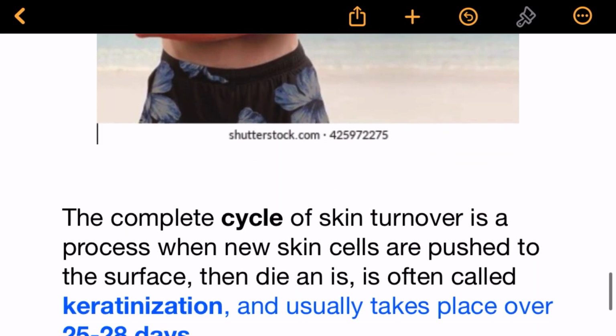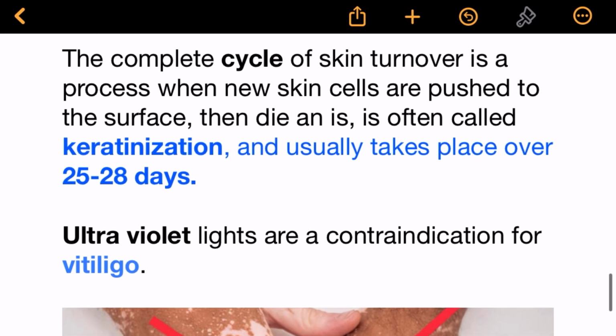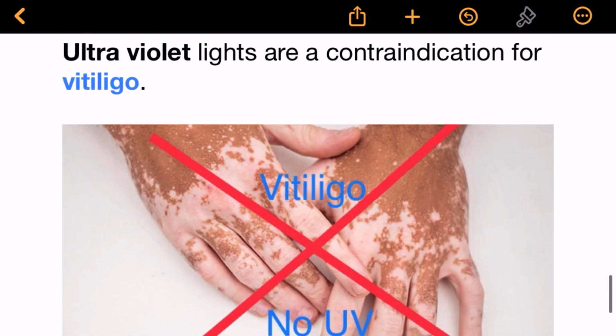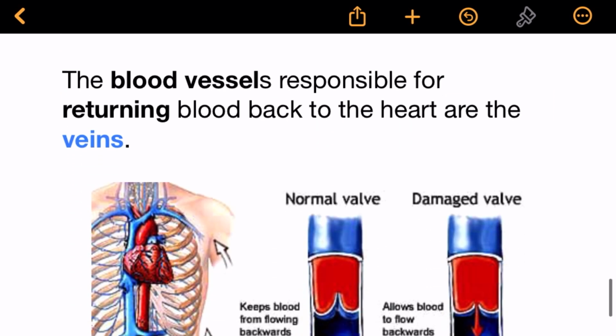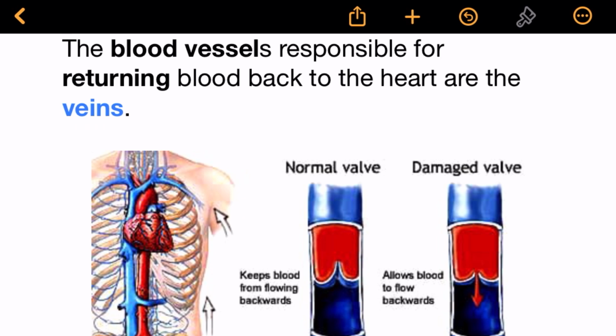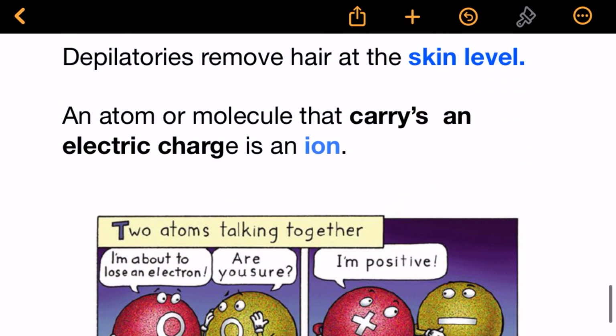The complete cycle of skin turnover is a process when new skin cells are pushed to the surface, then die, and is often called keratinization, which usually takes place over 25 to 28 days. Ultraviolet lights are a contraindication for vitiligo. The blood vessels responsible for returning blood back to the heart are the veins. Depilatories remove hair at the skin level.